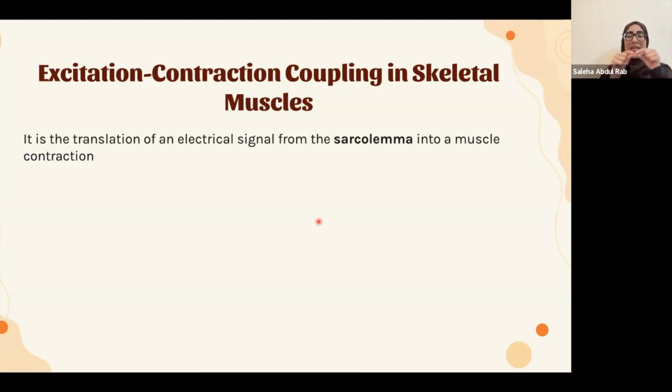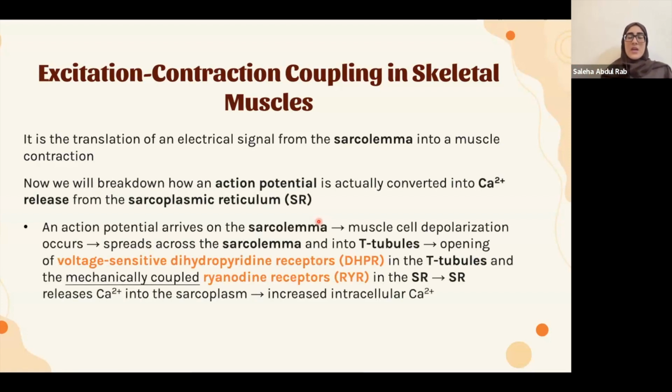So now we're looking at the process of how the calcium ions really come to be released from the sarcoplasmic reticulum. Okay, so what happens? First, an action potential arrives on the sarcolemma. This causes muscle cell depolarization. This depolarization spreads across the surface of the cell membrane, across the sarcolemma, and into the T-tubules. This then causes opening of voltage-sensitive dihydropyridine receptors. Remember how we discussed that these were present on the T-tubules?